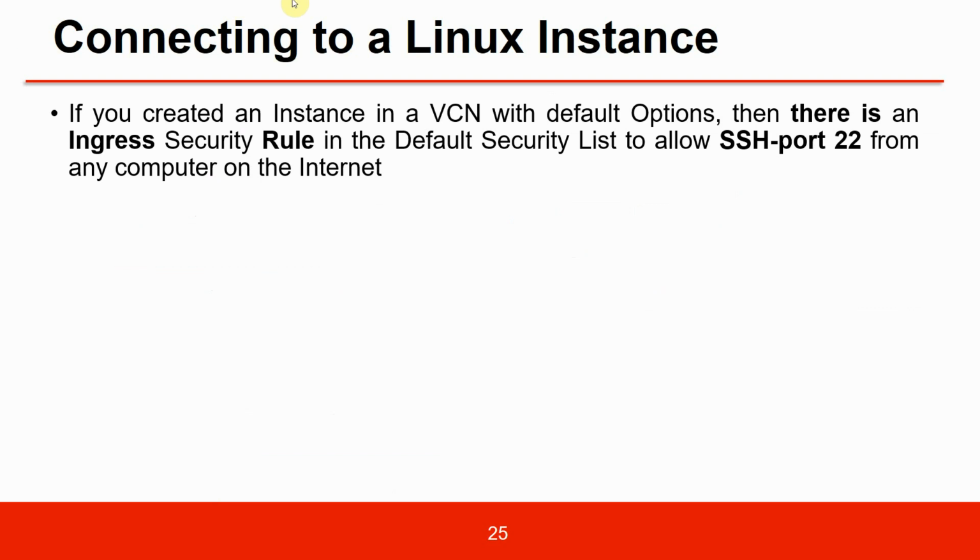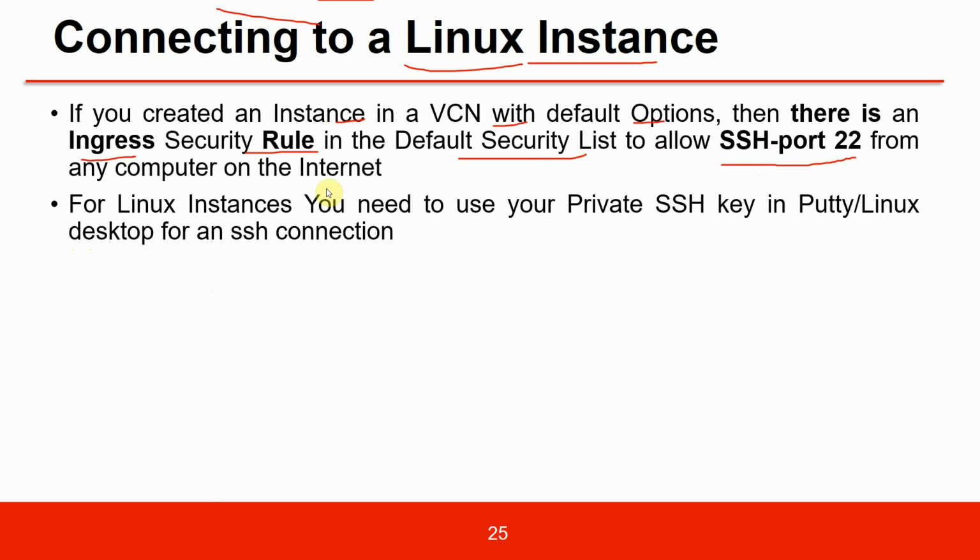Now connecting to the Linux instance, the one which we created, we are pending this step. I'm going to demonstrate this also. If you created an instance in a VCN with the default options, then there's an ingress security rule in the default security list to allow port number 22. So port 22 is always available by default, but not any other port, not even the ping command.